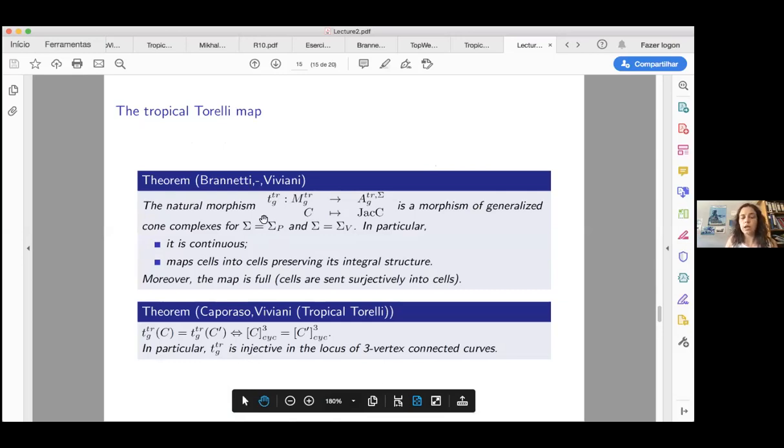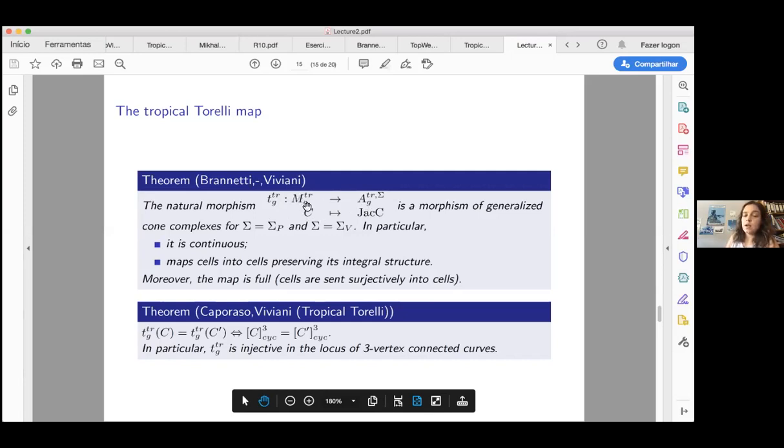This was shown together with Silvio Brannetti and Filippo Viviani about 10 years ago. It says the following. The tropical Torelli morphism is the only thing that you could have: take a curve in M_g^trop and send it to its Jacobian, which, as we saw, is a tropical abelian variety. The point is, will this be a morphism of generalized cone complexes?